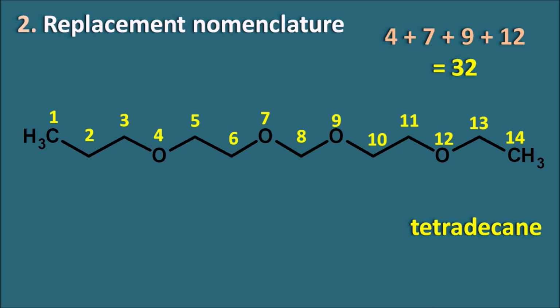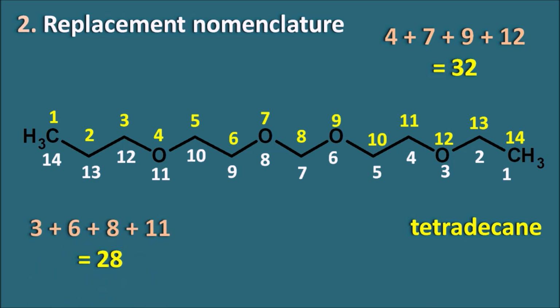But again we have to check that the sum of the locants is minimum. So let us give the numbering in another direction. When we give the numbering in the other direction, we will get the sum of the locants as 3 plus 6 plus 8 plus 11, which gives the sum as 28. So this is correct and the sum which is 32 is not correct. We have to give the numbering in the second direction. So the first one is wrong.